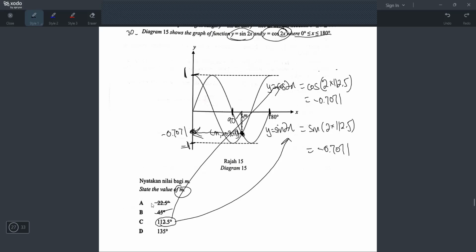All right. Why not D? Okay, let's try with D. If you try with D, you will know the answer that comes out doesn't make sense, right? So let's try with D. D is 135. So 2 times 135. And then this one is sine 2 times 135. But I will tell you, these two will give you the same answer.